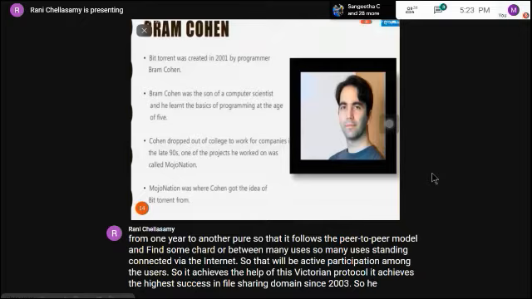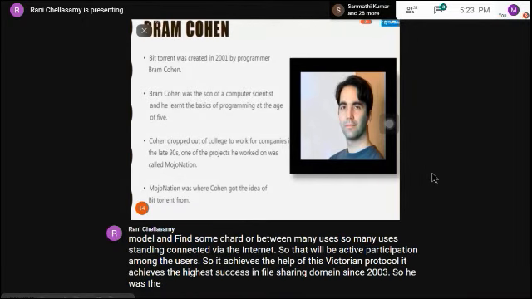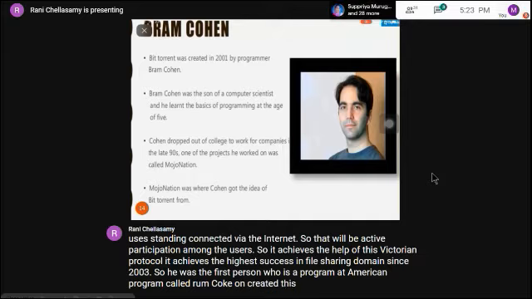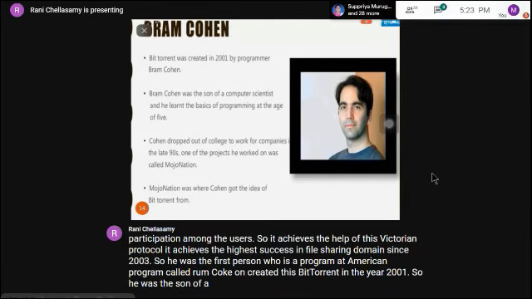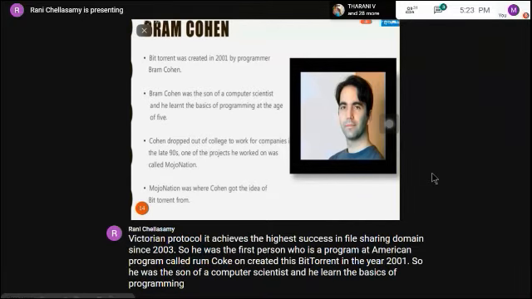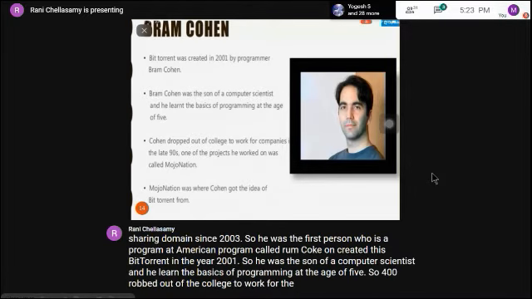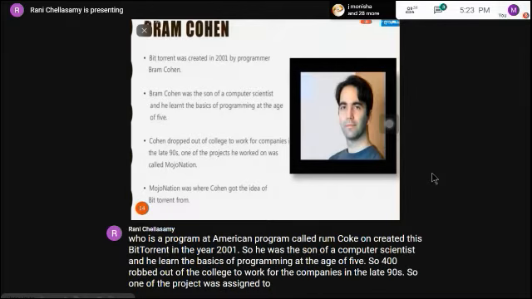He was the first person, an American programmer called Bram Cohen, who created BitTorrent in the year 2001. He was the son of a computer scientist, and he learned the basics of programming at the age of 5. Cohen dropped out of college to work for companies in the late 90s. One of the projects assigned to him was named Mojo Nation.